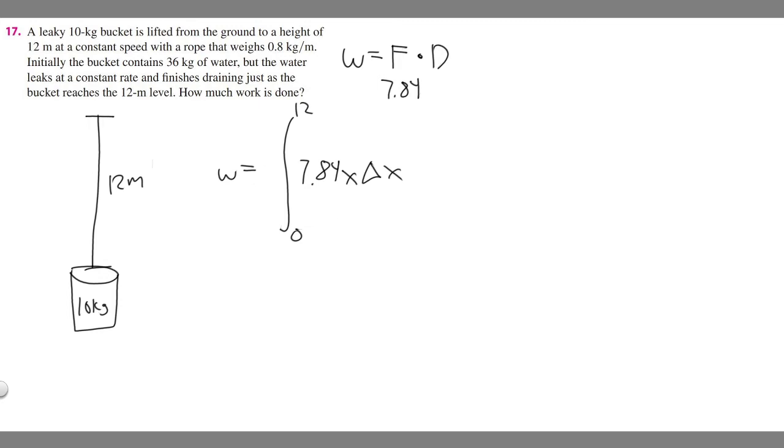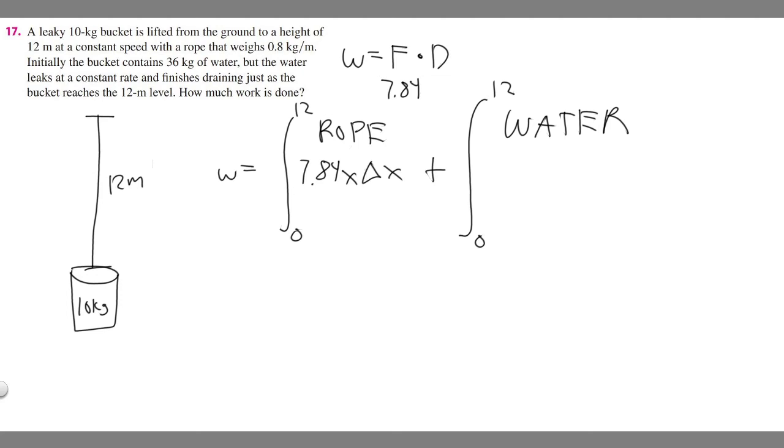But there are 2 other things we have to take the work of. Now we're going to take the work of the water draining out of the bucket. So we're going to add this integral, and keep in mind we're moving this up from 0 to 12 also. This one was the rope, so we're going to be doing the water next. For water, you do the exact same concept.